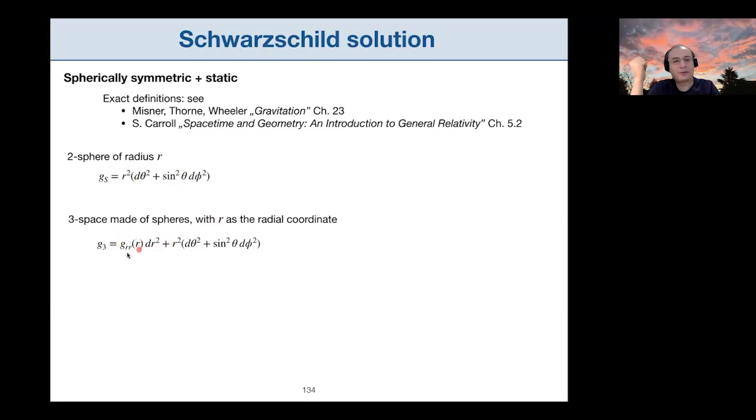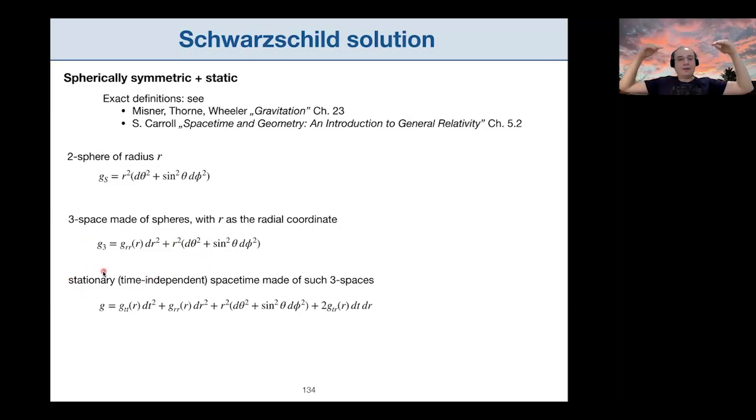But we have to assume that there is some kind of g_rr, unknown g_rr type of thing in front of the dr squared, and we don't know it yet. So that's the metric of a constant time slice. It's woven from spheres of increasing and increasing radius, this space.